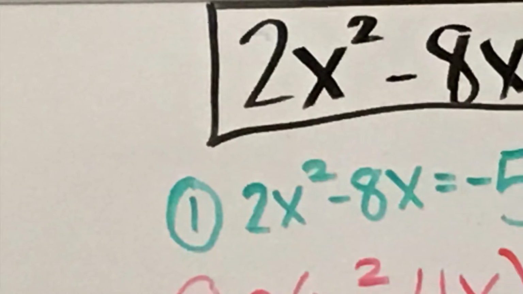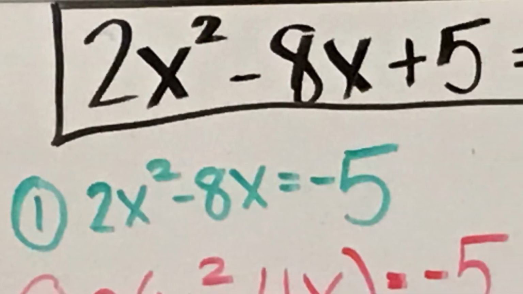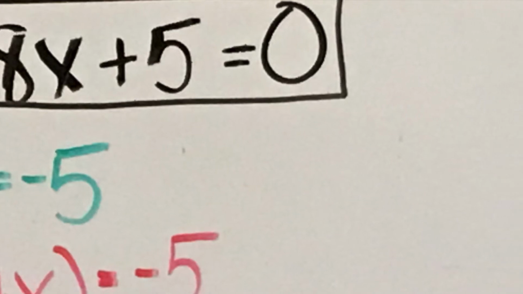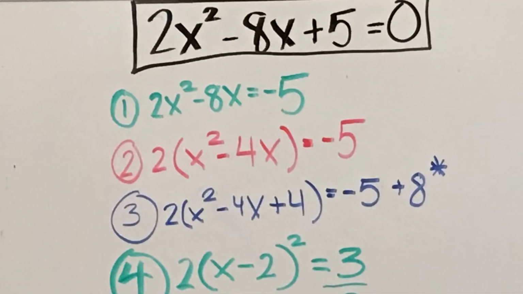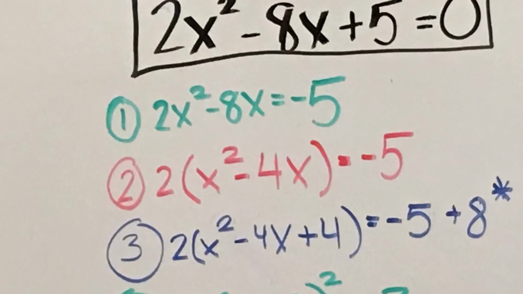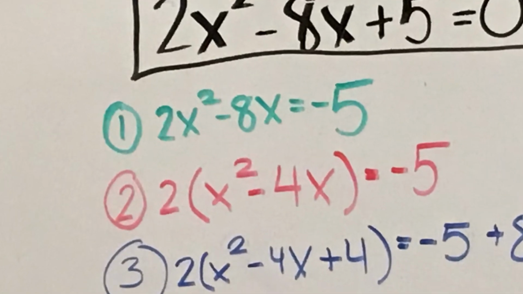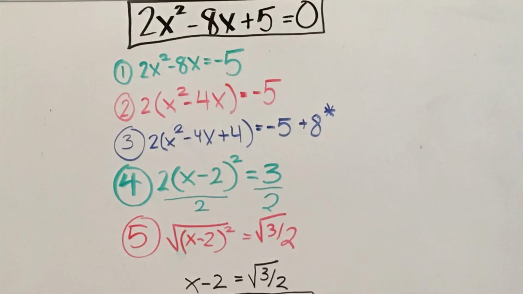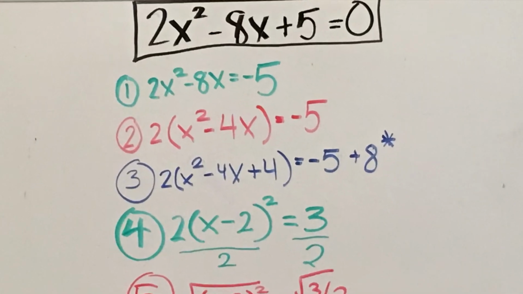So for this third equation, we're going to use 2x squared minus 8x plus 5 equals 0. Then we are going to continue step 1, like we have done in the previous 2 equations, by moving the constant term to the other side of the equal sign, so we are left with 2x squared minus 8x equals negative 5. Now this equation is different than the past 2 we've done.